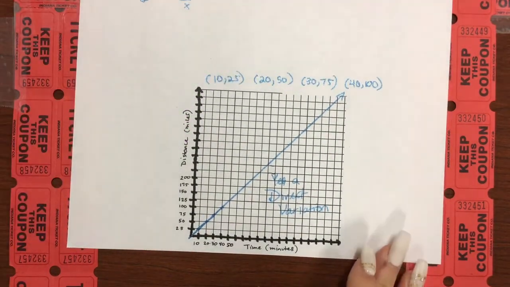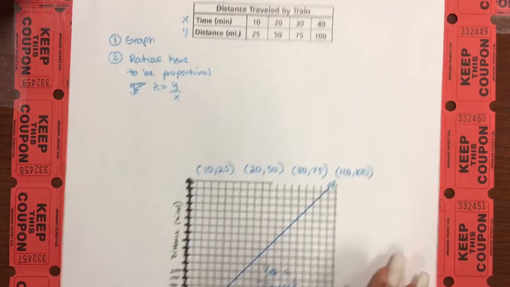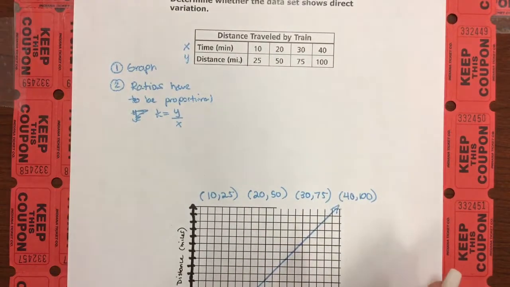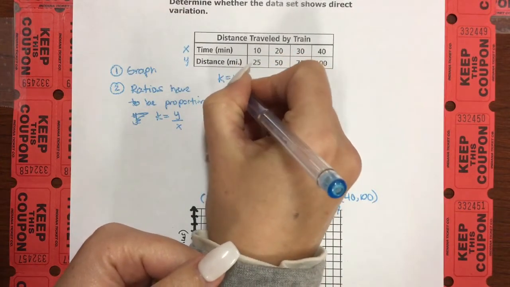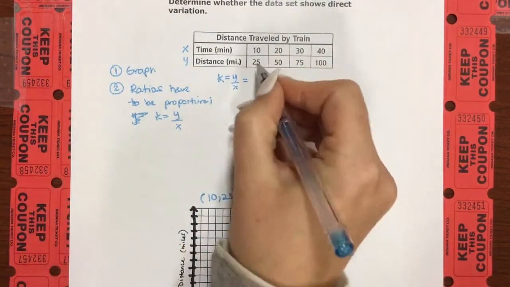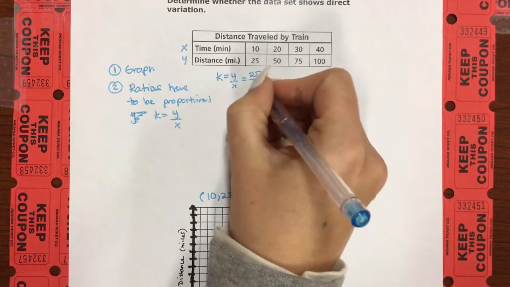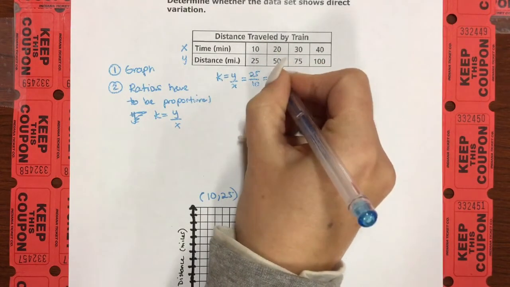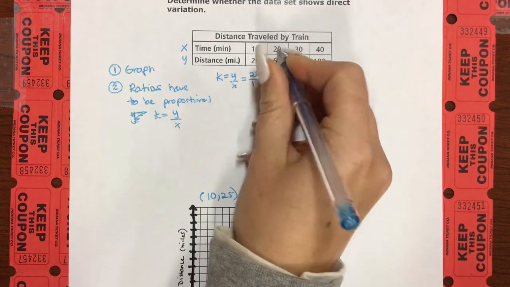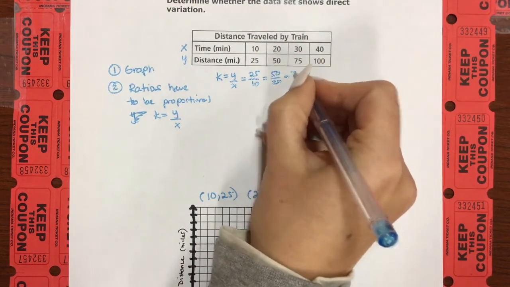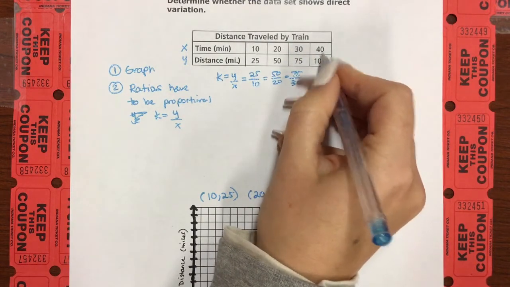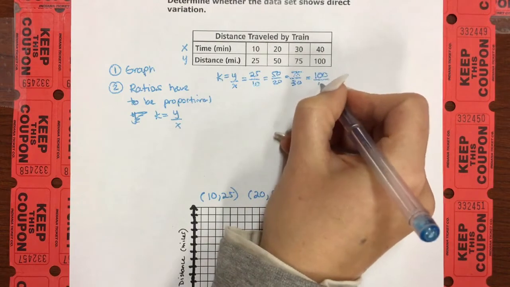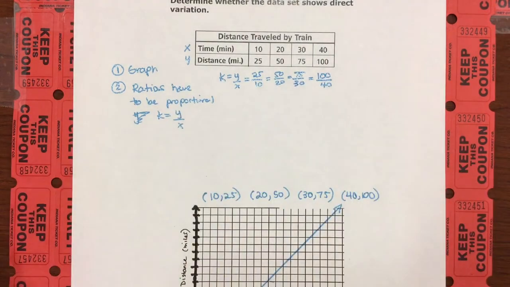Perfect. Okay, now what we're going to do is look at the ratios, because the ratios have to be proportional. So to do that, we are looking at the relationship k equals y over x. So here we go. Let's do the first one. That has to be 25 over 10, which has to be equal to 50 over 20. This is my y, that's my x, which means that 75 has to be over 30, y over x. And lastly, this has to be equal to y over x, which is 100 over 40.